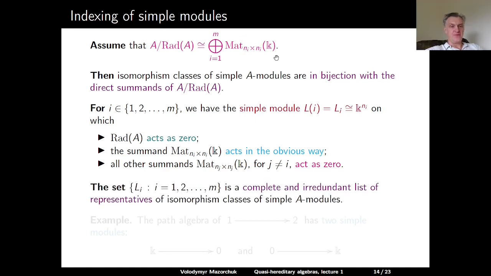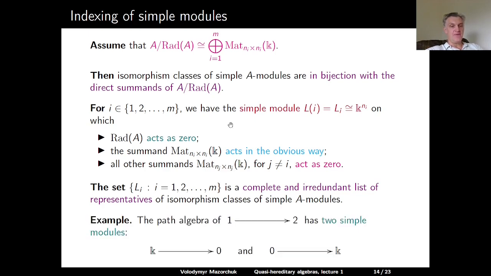And so we have that this set of all these simple modules L_i, where i is between 1 and m, is a complete and irredundant list of representatives of isomorphism classes of simple A-modules.